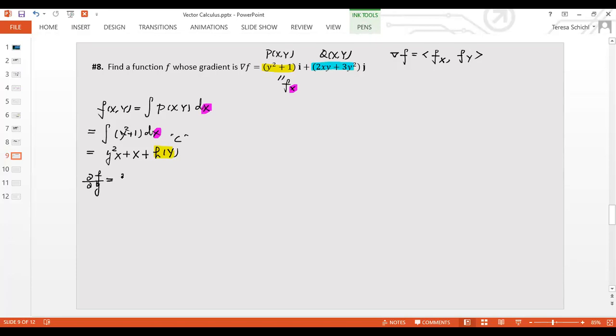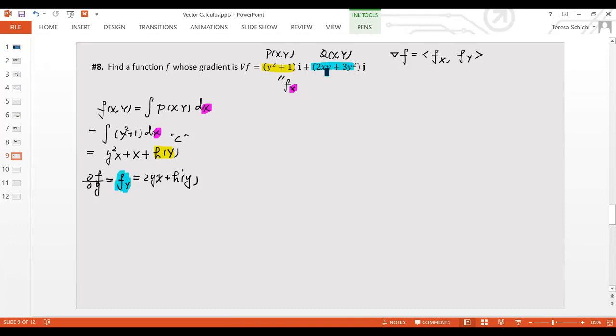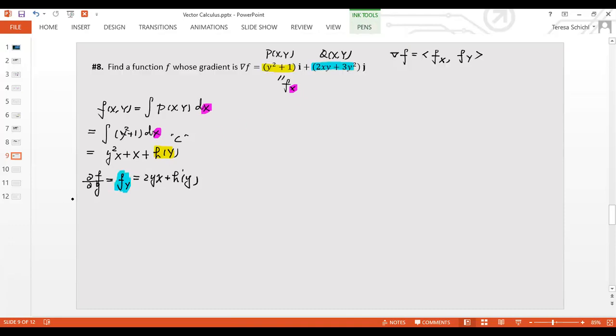So what does this give me? This will give me 2y times x. It's a partial derivative. So what happened here? The x disappears, right? So this is h prime of y. Okay, so what is f sub y here? The f sub y is Q of x, y. Am I right?